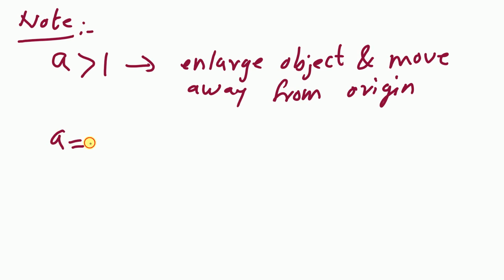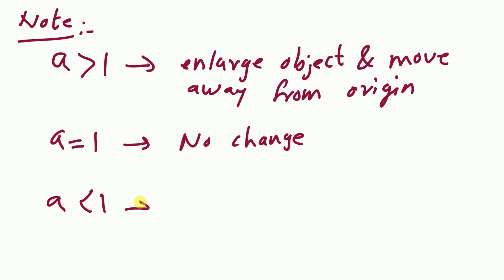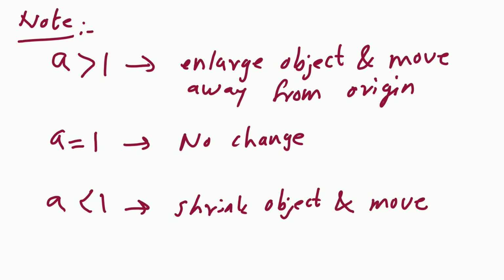When the value of a is equal to 1, the object is not changed, so it will leave the object alone as it is. When the value of a is less than 1, as against a above 1, the object will shrink. It will shrink the object and move the object towards the origin.